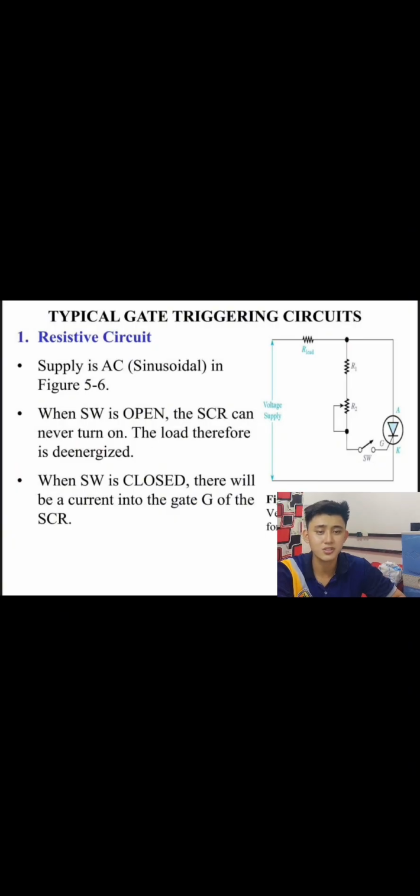Typical gate triggering circuit. First, the resistive circuit. Supply is AC, sinusoidal. In figure 5.6, here in our figure, is a basic triggering circuit for an SCR. When the switch is open, the SCR can never turn on. The load therefore is de-energized. When the switch is closed, there will be a current into the gate G of the SCR.